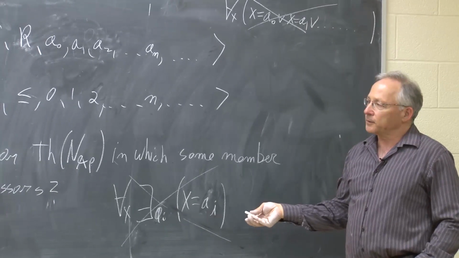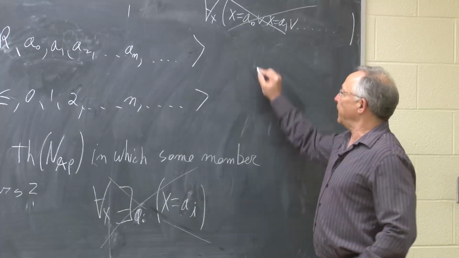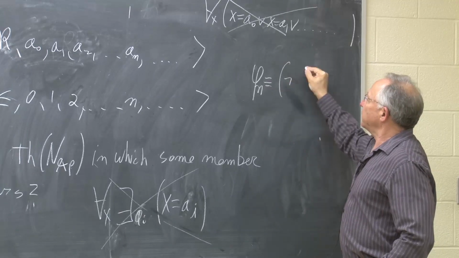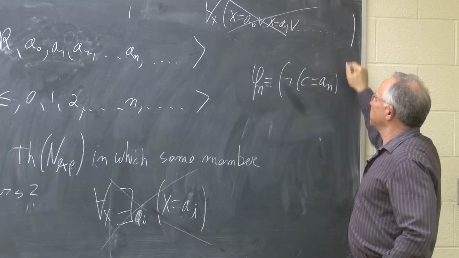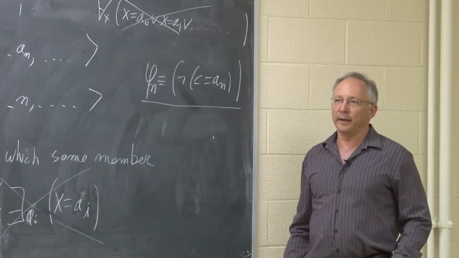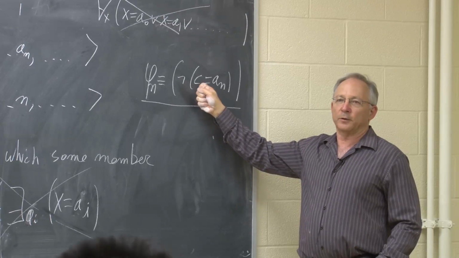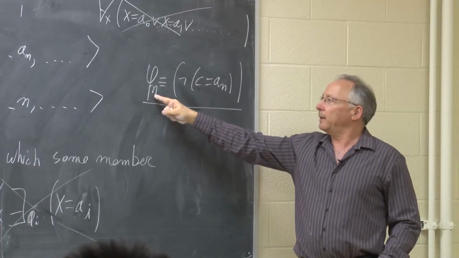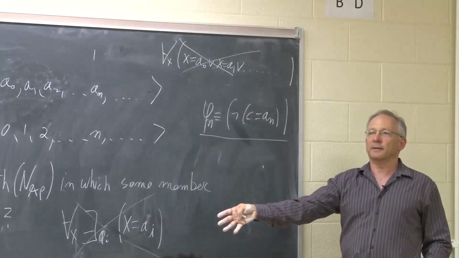And now, in order to build a non-standard structure, it will be even simpler. All I will have to say is, my new phi n's will just have to be: it's not the case that c equals an. That's all. My requirement phi n will be that c, the new element in the new language, is not an. For each n, I will have a formula phi n. If I satisfy all of them, my c must be a new guy.